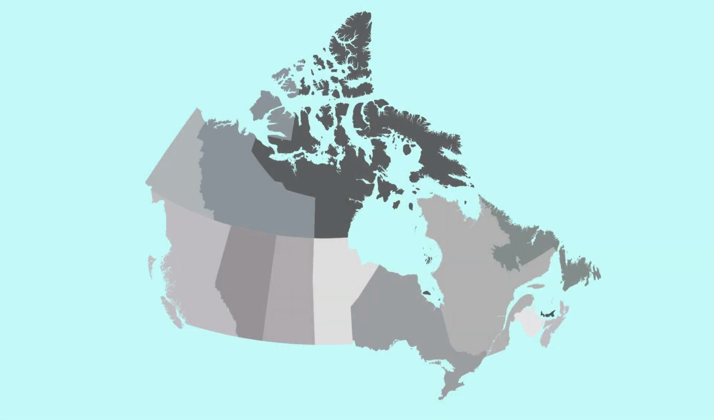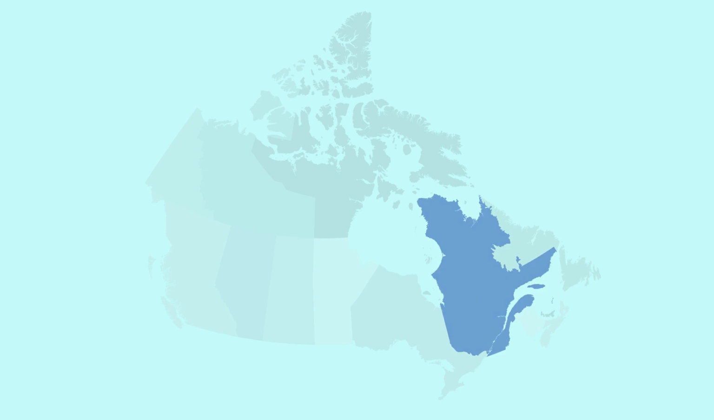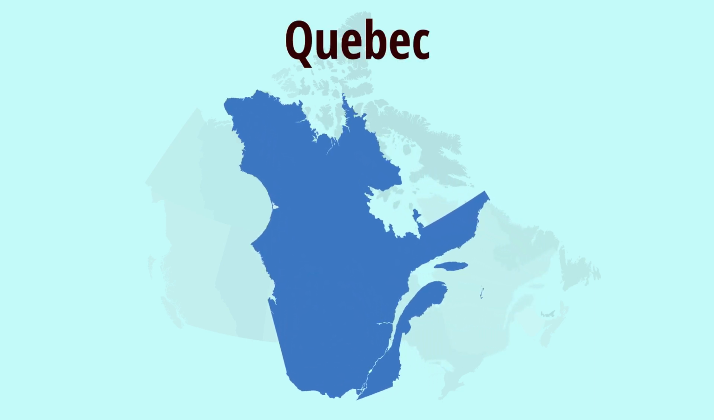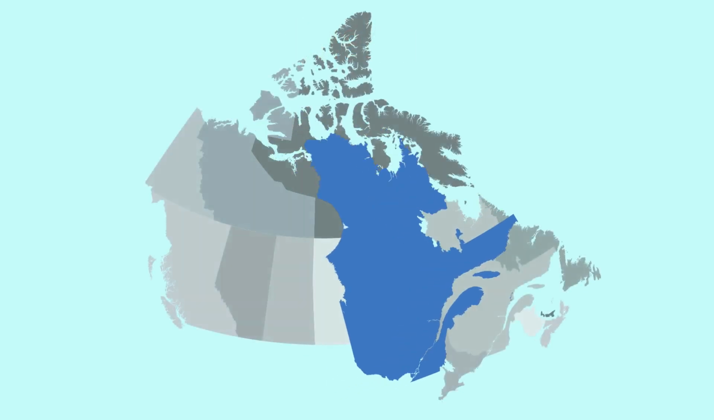Okay, let's keep going. We're going to keep moving east, and we're now in Quebec. Quebec is the French province. English people call it Quebec, and the French call it Quebec. Both are fine. You can pronounce it both ways. The capital city is Quebec City, or in French, it's called La Ville de Québec.